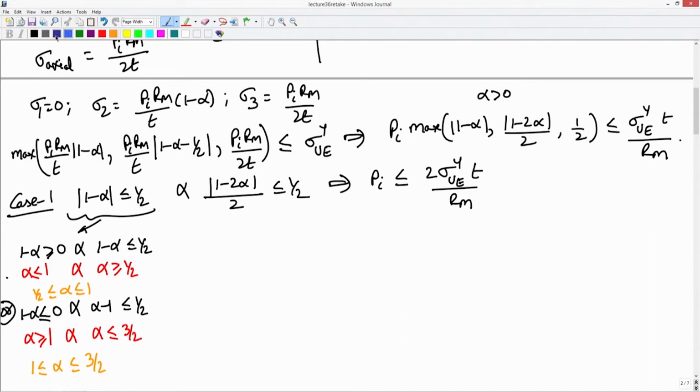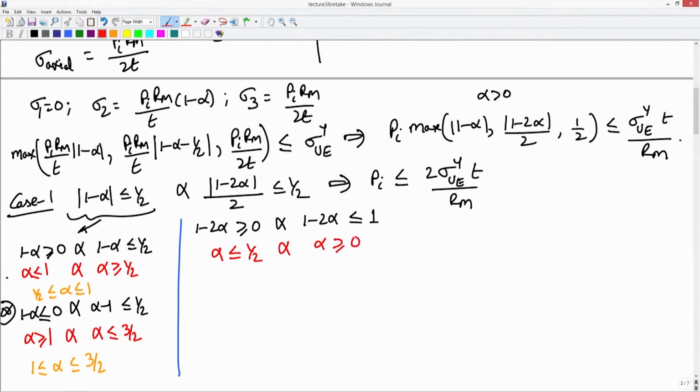Okay. Now, let us explore what happens to this second condition. The second condition will tell us that again there will be two cases. One is 1 minus 2 alpha is greater than or equal to 0, in which case 1 minus 2 alpha is positive. So, the absolute value of that will be 1 minus 2 alpha. This should be lesser than or equal to 1, the 2 gets cancelled. Okay. Now, what will this tell us? This tells us that alpha must be lesser than or equal to half, and it tells us that alpha must be greater than or equal to 0. Okay. So, combining these two, alpha must lie between 0 and half.